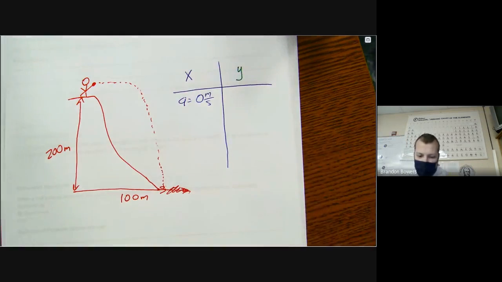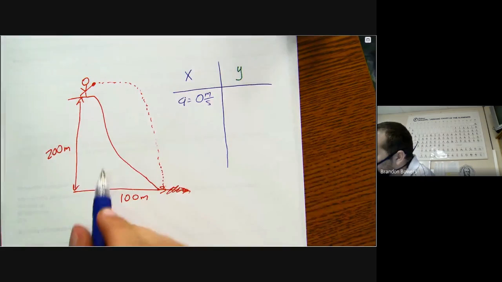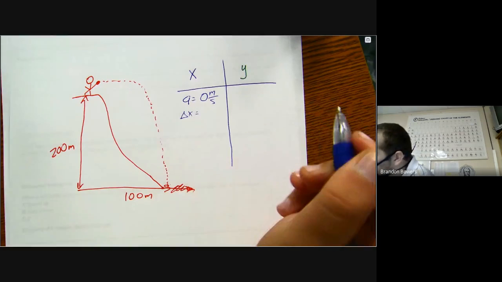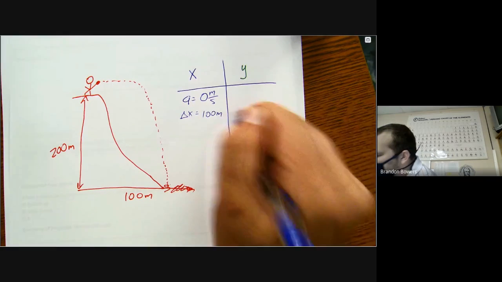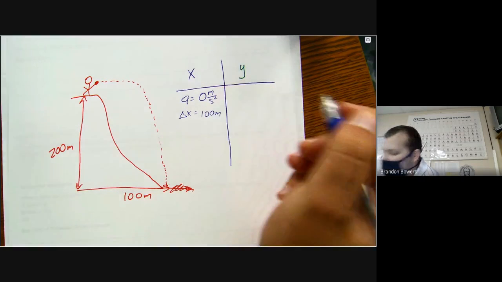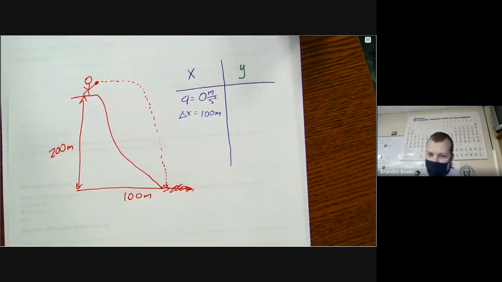Okay, beautiful. What's my delta x? How far did it travel x-wise? 100 meters. Very good. Shouldn't acceleration be 0 meters per second squared? My bad. Is that all we know for now? That's all we know. Let's talk about the y.